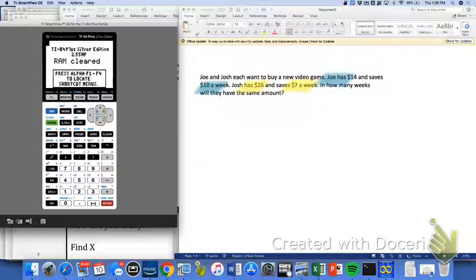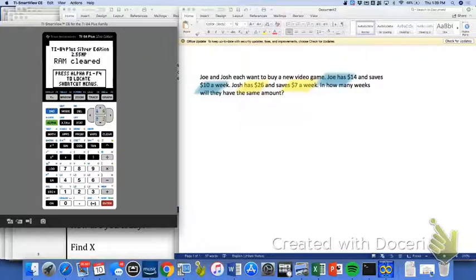Problems like this are famous on the ACT. They love problems like this. So we need to know how to interpret this situation. So we're going to take the situation, we're going to turn it into two equations, which we are going to type and put into our graphing calculator.